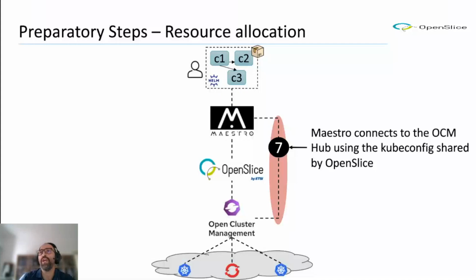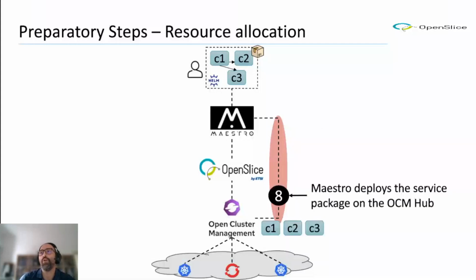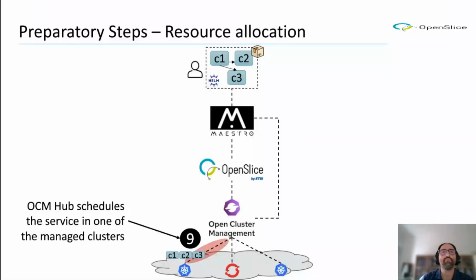So Maestro will connect to the OCM hub using the already mentioned kubeconfig. And it will deploy the service package on the OCM hub. And as soon as this is done, OCM will schedule the service according to what the user has provided. In our demo, we will initially deploy all the service components in one Kubernetes. And then Maestro will mark the end user service as completed.